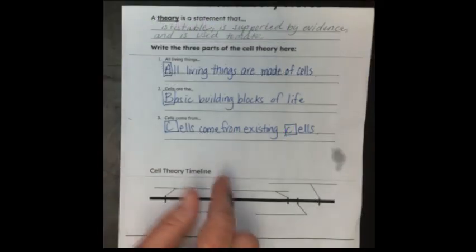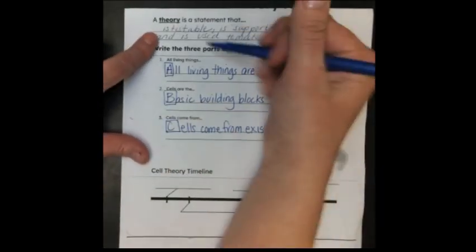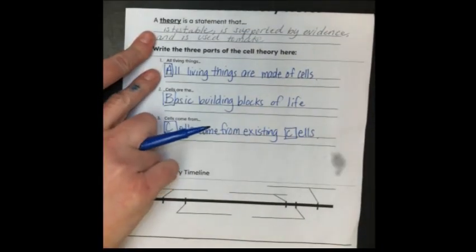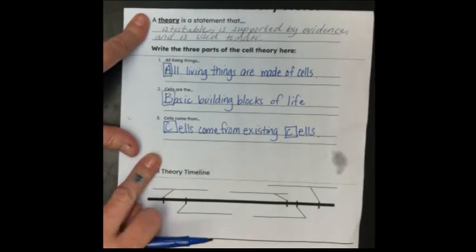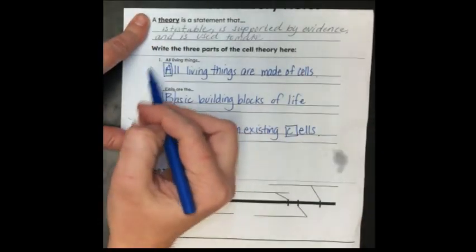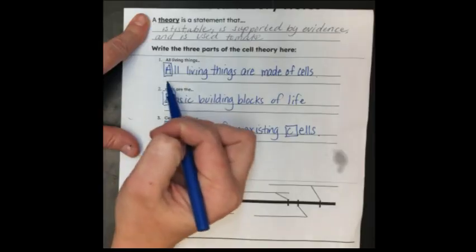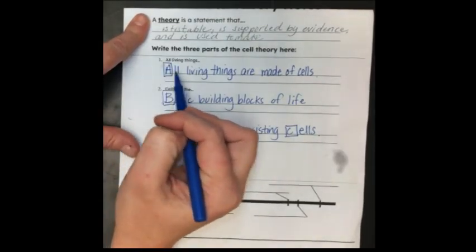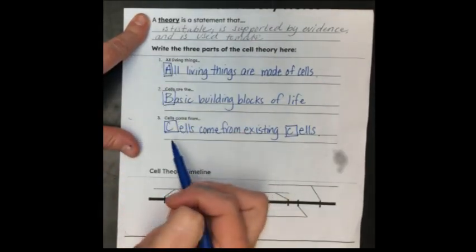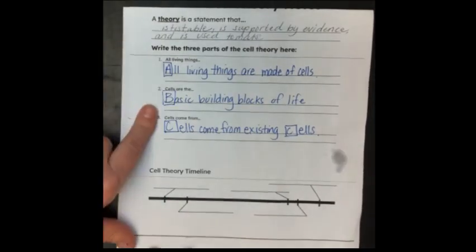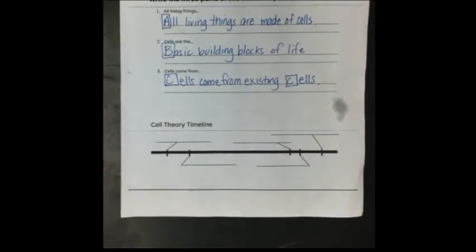All right, so you'll see that I wrote down my notes to help me remember the ABCs of cell theory. I highlighted or put circles around the A, B, and C, all, basic, and cells. And now we are going to talk about, well, how did this cell theory come together?